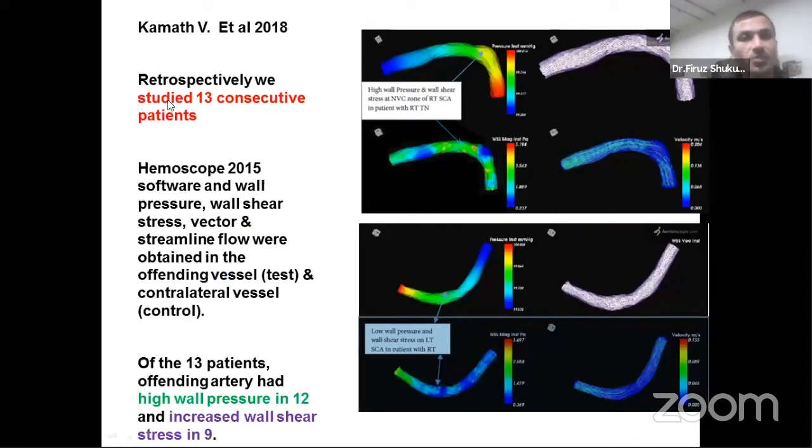And as a discussion, we studied other articles. For example, one of them is an article of 13 consecutive patients by Tema. Of the 13 patients, the offending artery had high wall pressure in 12 and increased wall shear stress in 9. You can see in these cases high wall pressure and high wall shear stress, and in the contralateral control artery, these parameters are low.